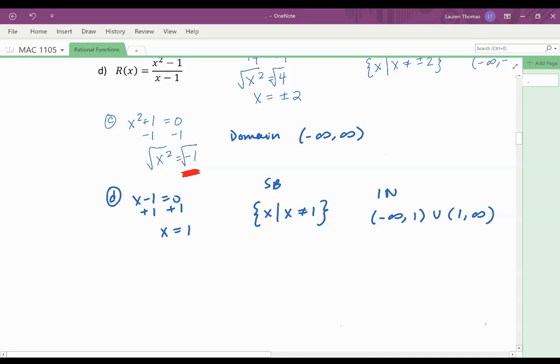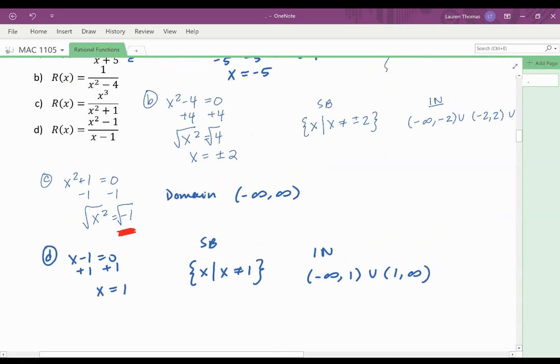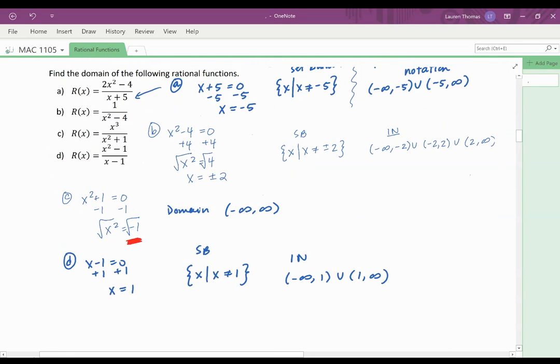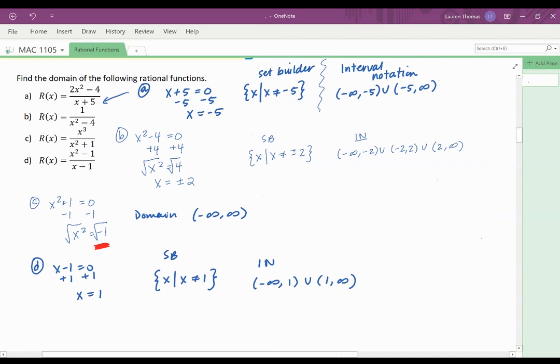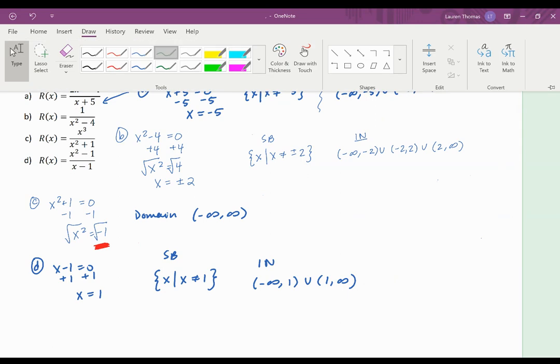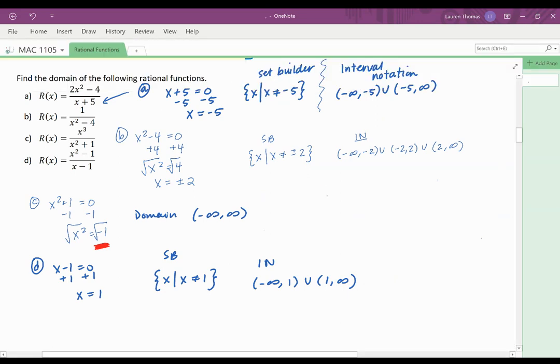Okay, so just keep in mind with all of these problems that we've done, the important thing is that the denominator cannot equal 0 anytime you're finding the domain of a rational function. So if you keep that in mind, the process for solving them is pretty much the same. You just have to remember that the denominator cannot equal 0. And when you find those values, you exclude those values from the domain.